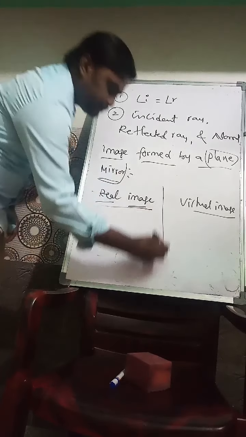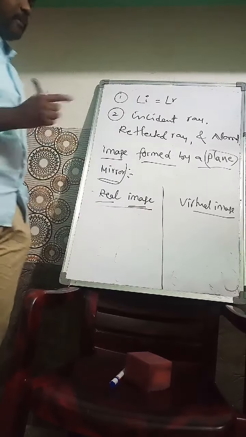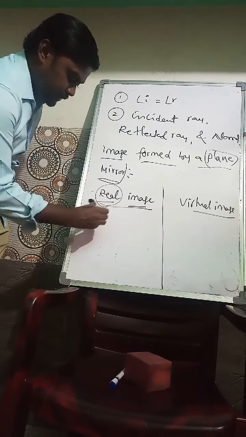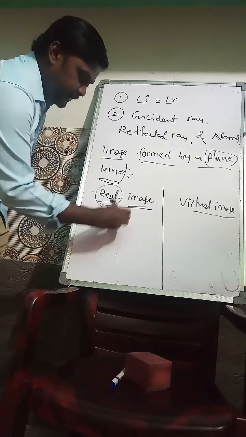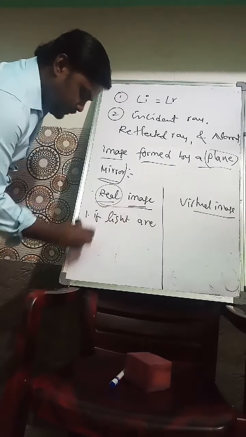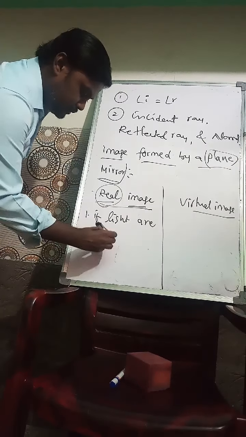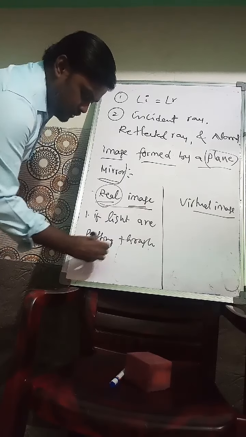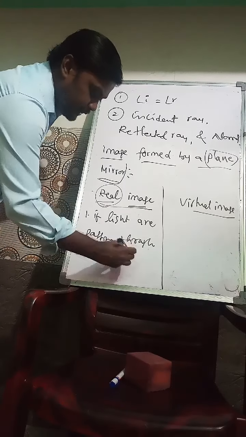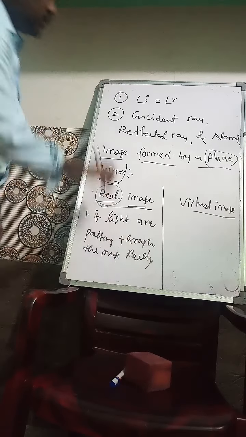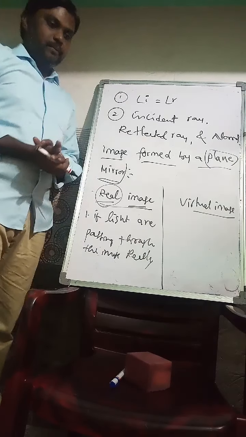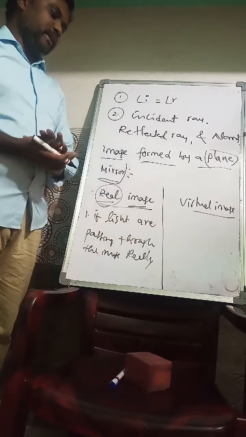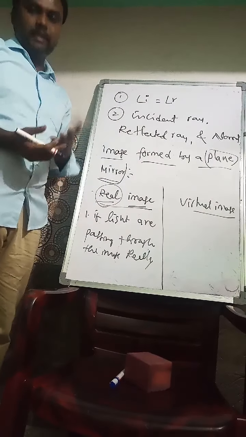If light rays are really passing through the image, that is called a real image. And if these light rays are not passing through that image, that is called a virtual image.